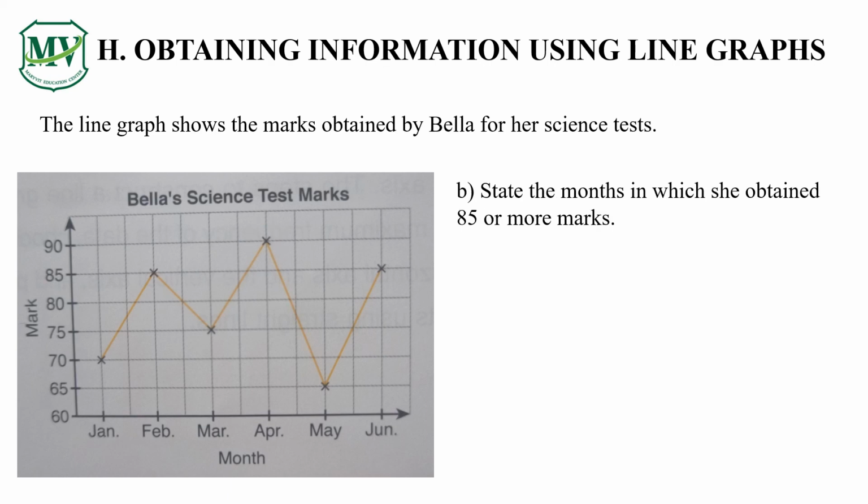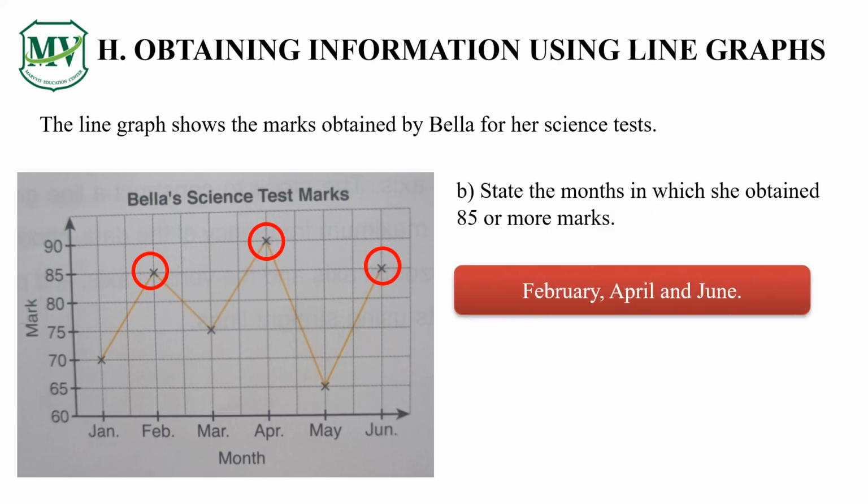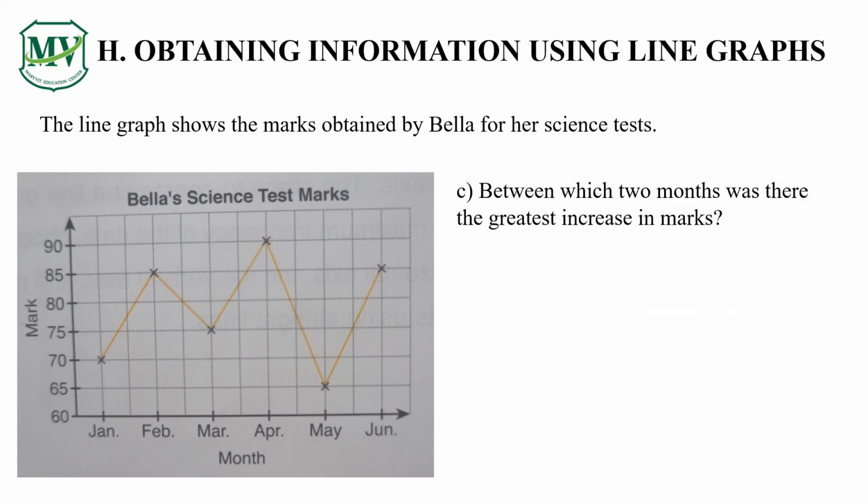Another question. State the months in which she obtained 85 or more marks. In February, she obtained 85. In April, she obtained 90. In June, she obtained 85. So the months in which she obtained 85 or more marks are in the months of February, April, and June.